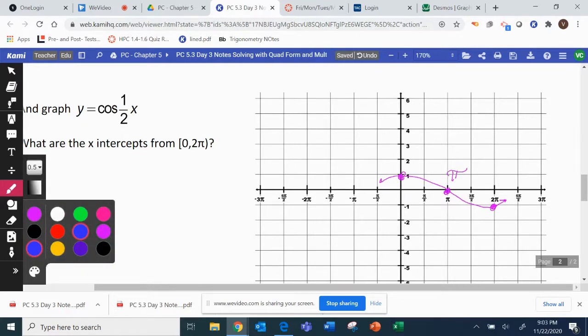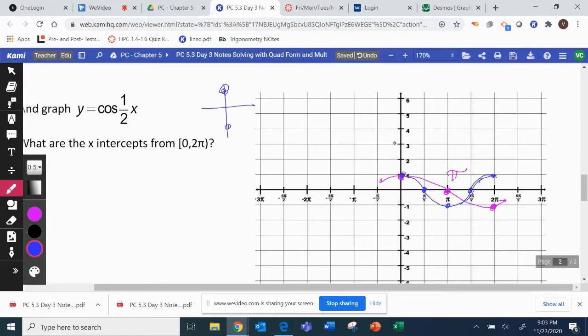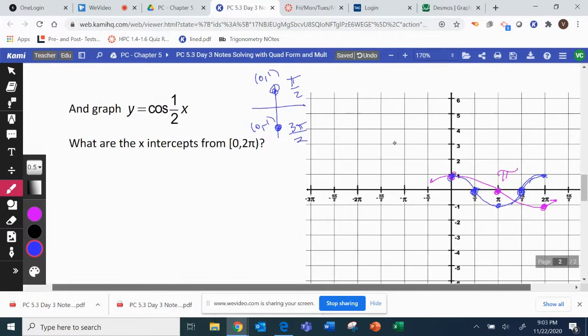Normally our x-intercepts for cosine would be where y is 0 on the cosine graph, which is at pi over 2 and 3 pi over 2. So pi over 2 and 3 pi over 2 would be the normal x-intercepts. So with this second graph, it was a stretch. So we only have one x-intercept.